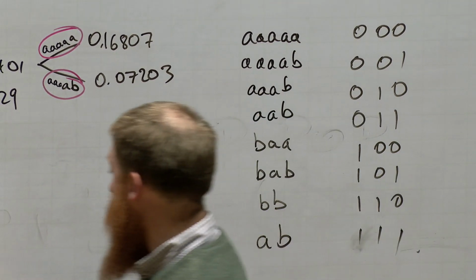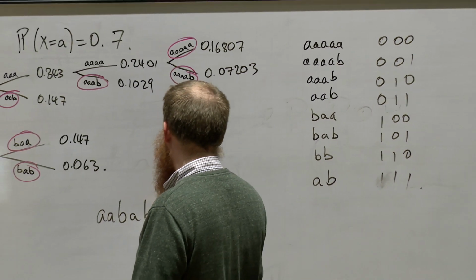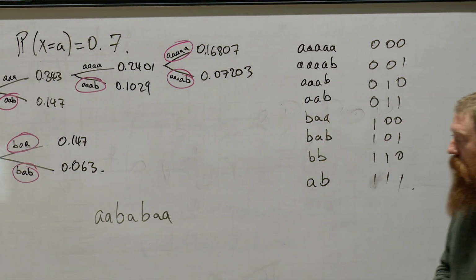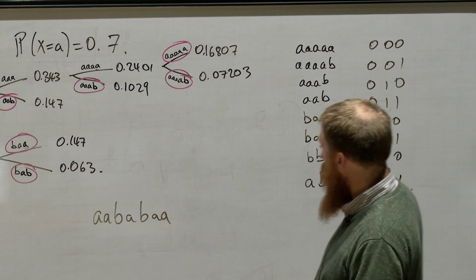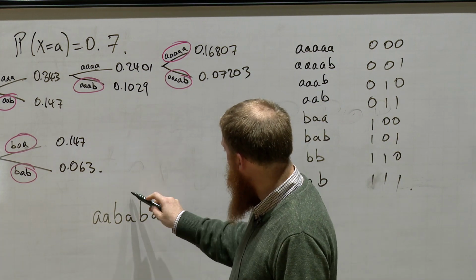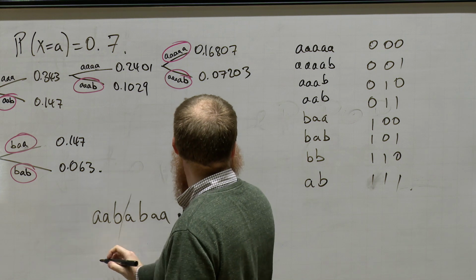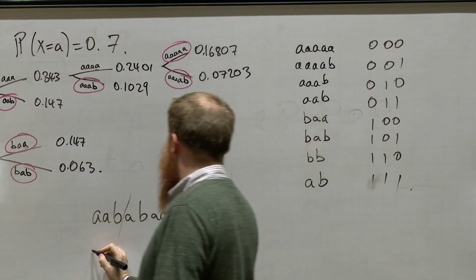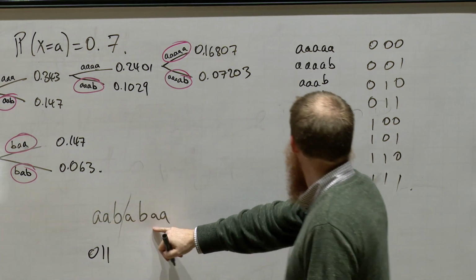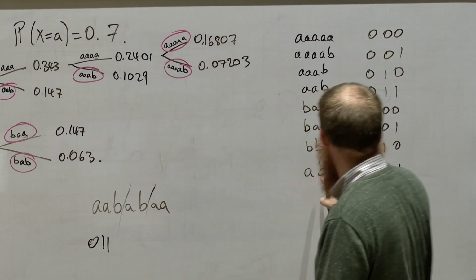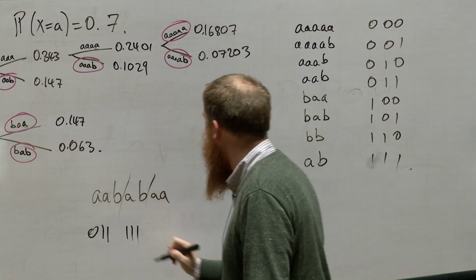So now I take whatever string I have, and I can just use this by reading off. So if I gave you the string A, B, A, B, A, you look at this and you go, right, where's the first code word? There's a code word, AAB. So I send this as 011. Next I've got AB, code word, 111.